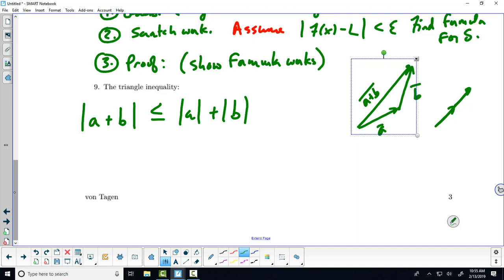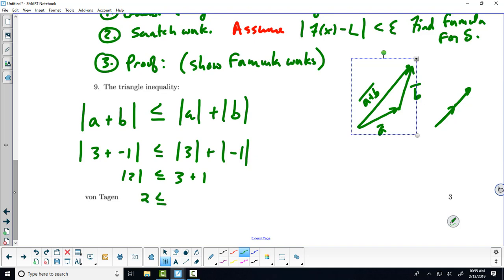Okay. So let's just see how this works. If I gave you the absolute value of 3 plus negative 1, the triangle inequality says this is less than or equal to the absolute value of 3 plus the absolute value of negative 1, right? Because what's this right here? That's the absolute value of 2, which is certainly less than or equal to 3 plus 1, because 2 is less than or equal to 4. So there's how you can use the triangle inequality with just values. So this is the property, this is an example, and this is a pictorial proof.